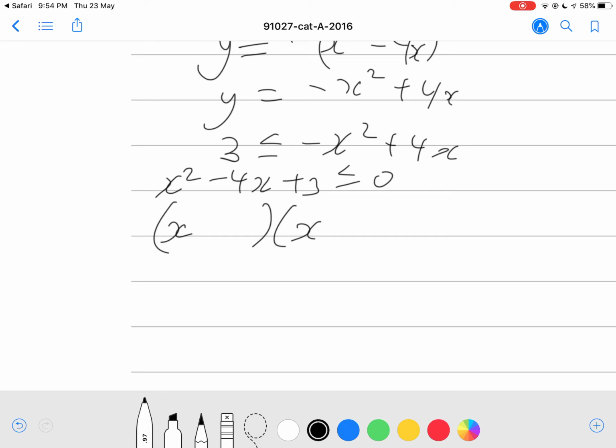So then you get negative 1 and negative 3, okay? So therefore, x is equal to 1 or 3.